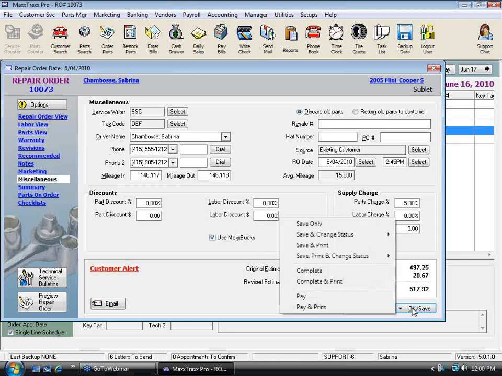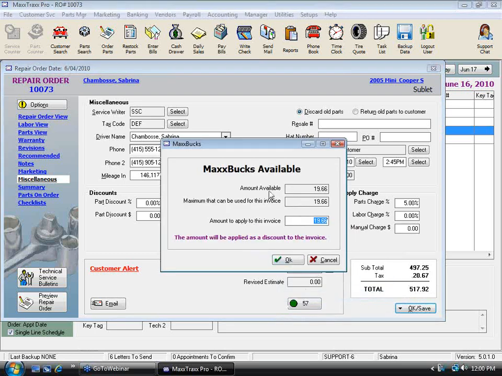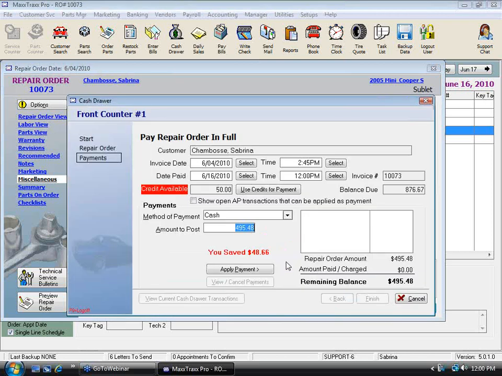Great question. So let's go ahead and save and let's pay it out. So here we are, $517.92. Pay. Yes, I want to apply my MaxxBucks. Okay. So look at what we're accounting here. Now the reason why I went from $498 to $495 is because MaxxBucks apply to parts first, and of course parts have sales tax. Does that make sense?